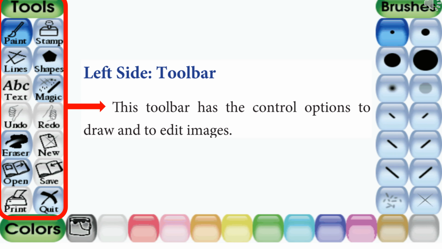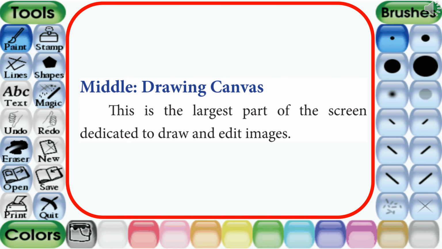Children, see, this is left side toolbar. This toolbar has the control options to draw and to edit images. Middle, drawing canvas. This is the largest part of the screen dedicated to draw and edit images. This is the place where you will draw your pictures, children.